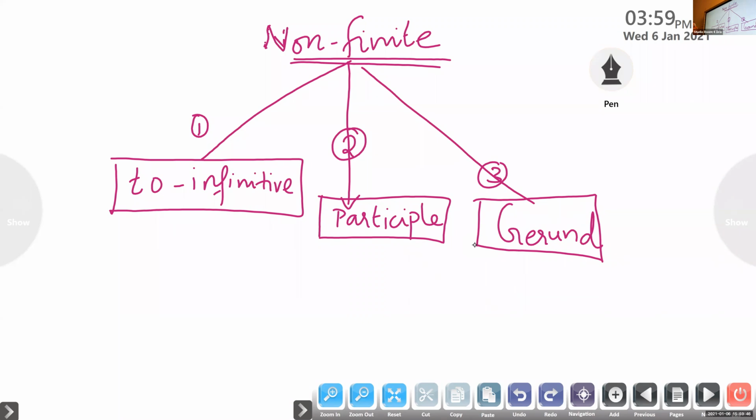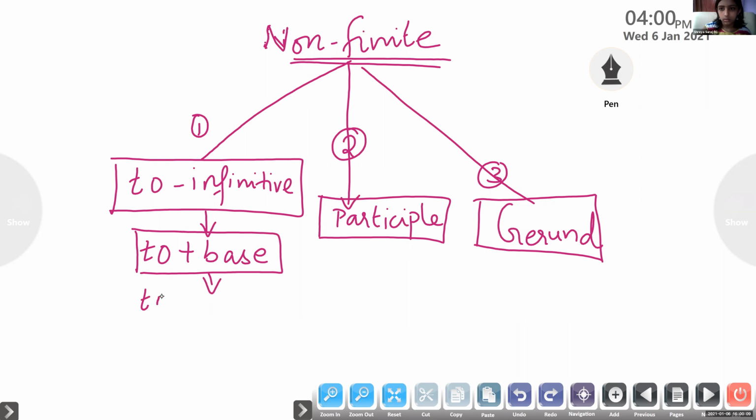Division 1 is called to infinitive form. To infinitive form means we should write the verb in the form of to plus base form. For example, to eat. To plus base form is said to be the to infinitive form. That is, to jump. Excellent. Examples: to remember, to drive, to play, to write. Write 5 examples under this.